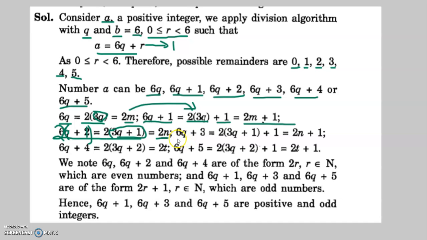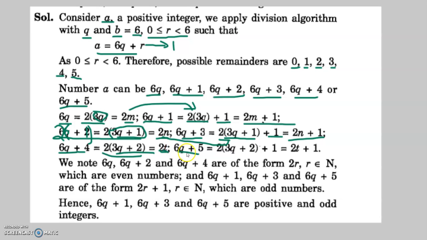In the next step, 6q plus 3 becomes 2 into 3q plus 1 plus 1. So 3q plus 1 is n as per this step. So it becomes 2n plus 1. Next, 6q plus 4 is the fourth term. So here 2 into 3q plus 2. 3q plus 2, I am considering it to be some integer t. So it becomes 2t. Next, 6q plus 5.